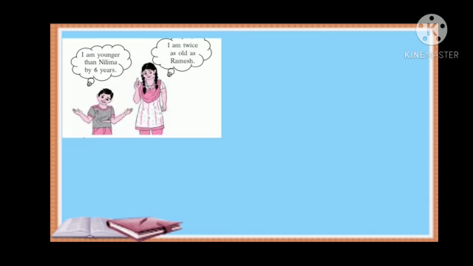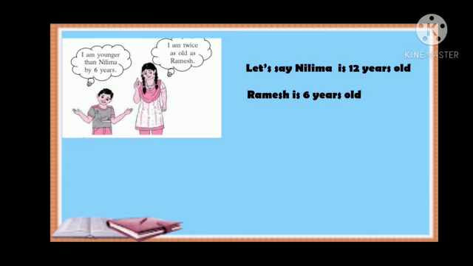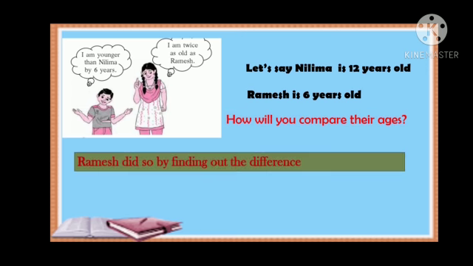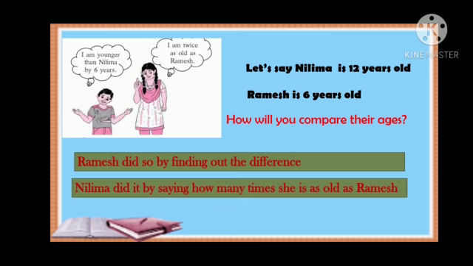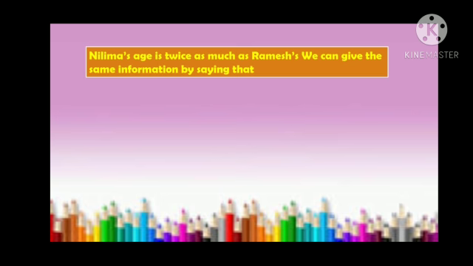Children, here you all can see a picture where a boy named Ramesh and a girl named Nilima are discussing their age. Let's say Nilima is 12 years old and Ramesh is 6 years old. How will you compare their ages? Ramesh did so by finding out the difference, and Nilima did it by saying how many times she is as old as Ramesh, which is, Nilima's age is twice as much as Ramesh's.